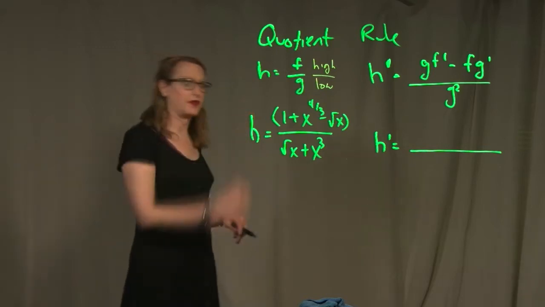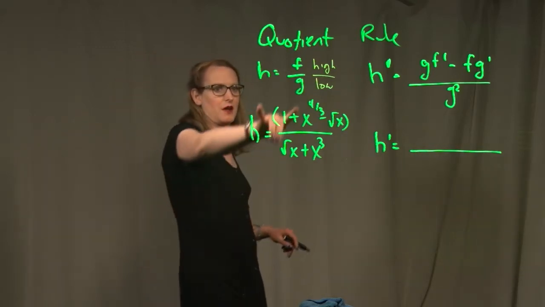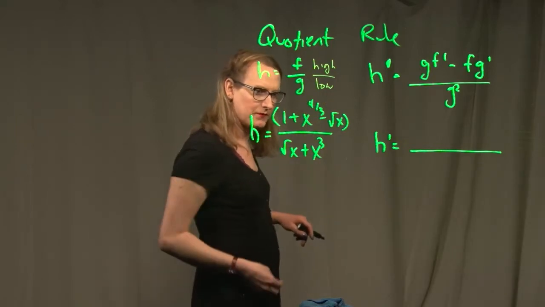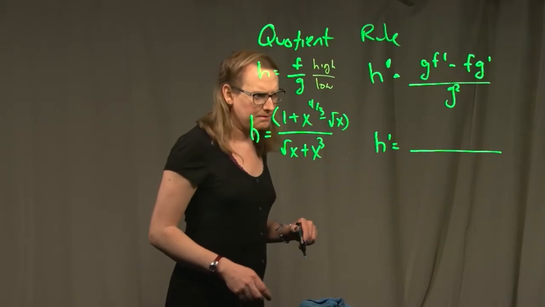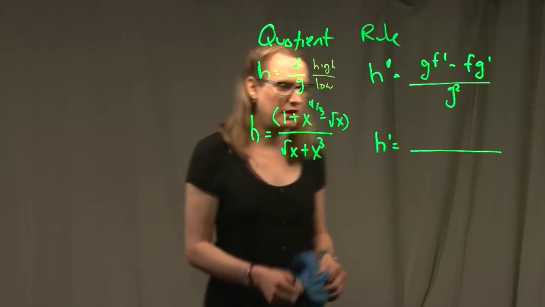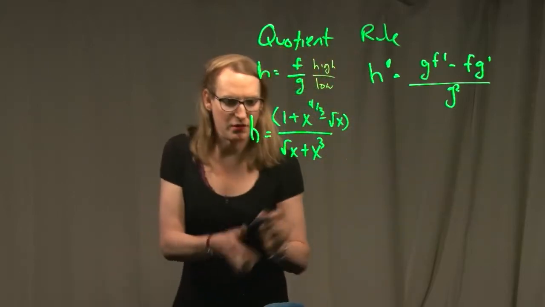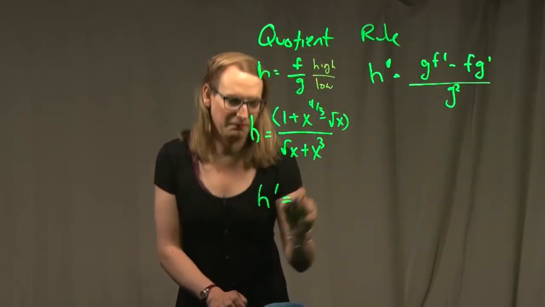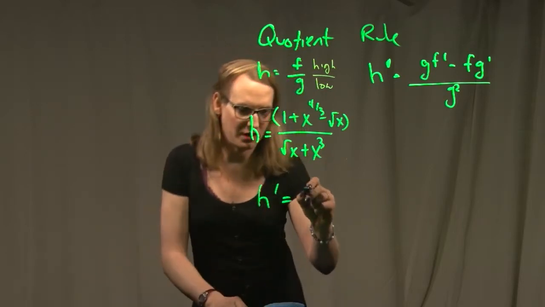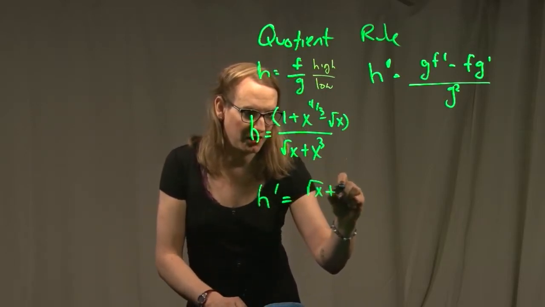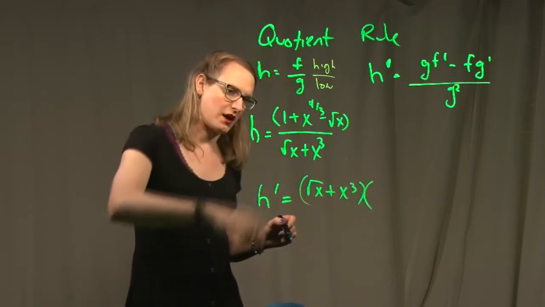We want to take the derivative of this thing. We're going to do it using the quotient rule. So I've got my top function, my bottom function. So I'm going to go low D high. I think I'm going to run off screen if I do it like this. So h prime is equal to, I'm going to go low D high. So the first thing I'm going to do is leave the low alone, and I'm going to be all like root x plus x cubed times derivative of the high.